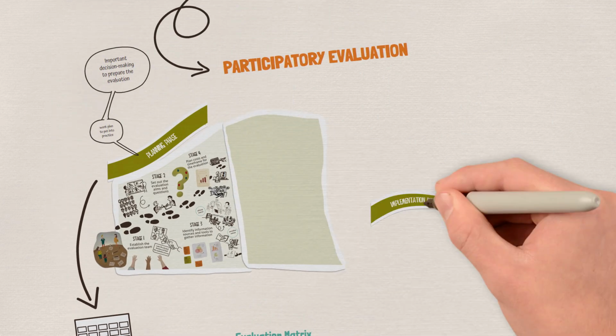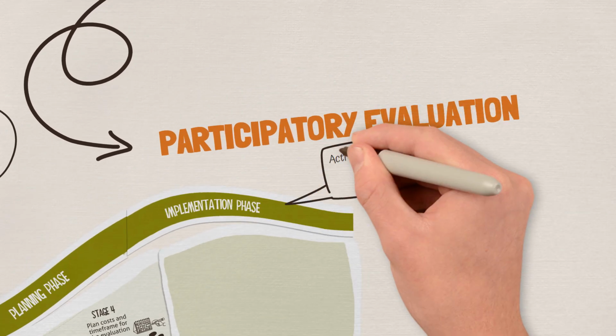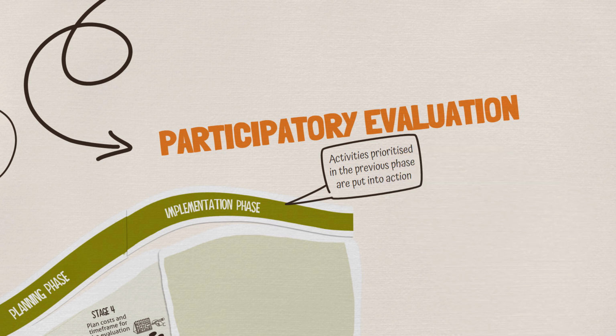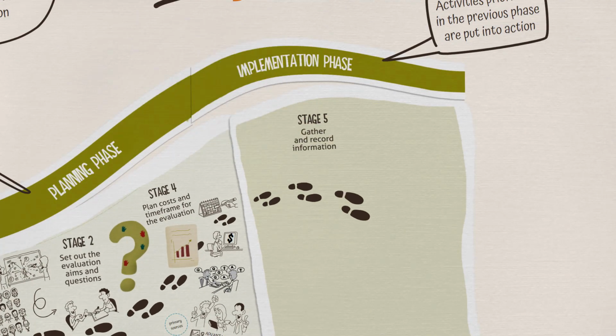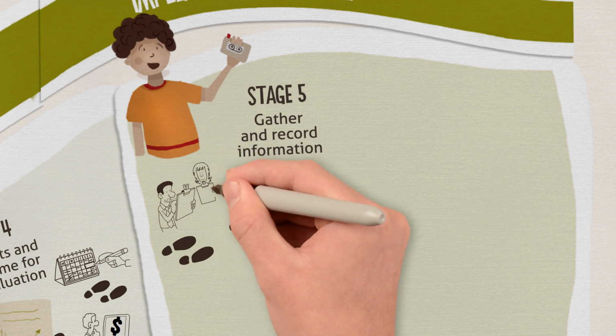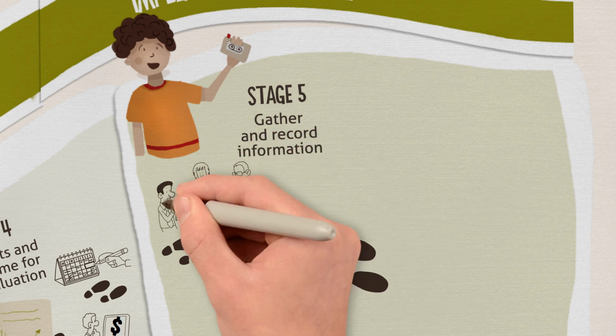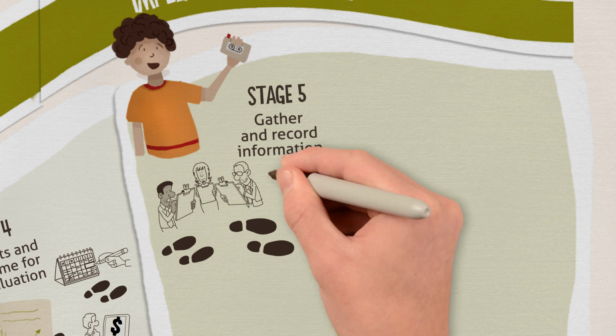Once the planning phase is complete, the implementation phase of the evaluation begins, in which activities prioritized in the previous phase are put into action. The fifth stage of the process involves gathering and recording information. The success of any evaluation depends largely on all the necessary information being collected during this stage.